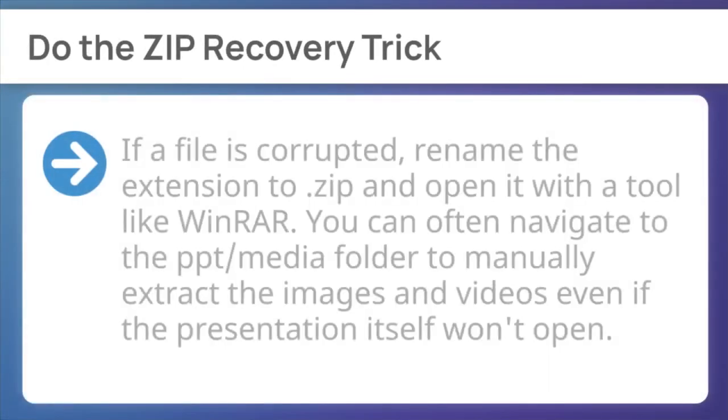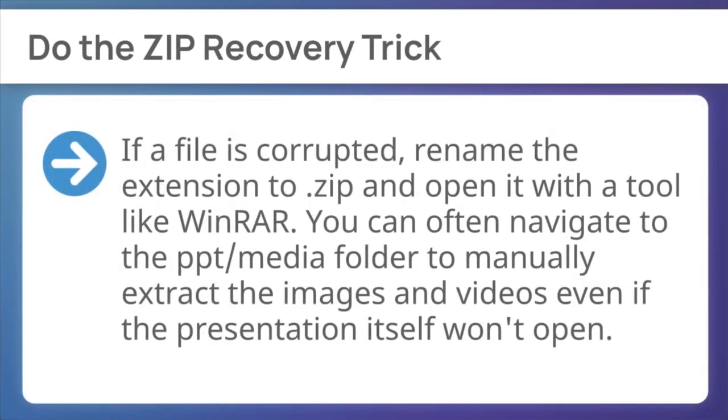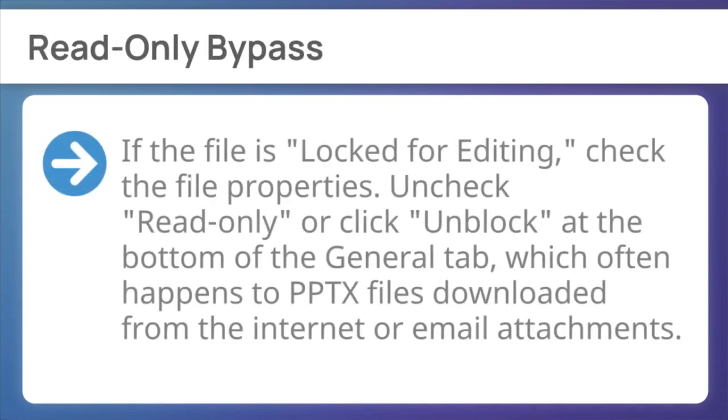First, do the zip recovery trick. If a file is corrupted, rename the extension to .zip and open it with a tool like WinRAR. You can often navigate to the PPT media folder to manually extract the images and videos, even if the presentation itself won't open.